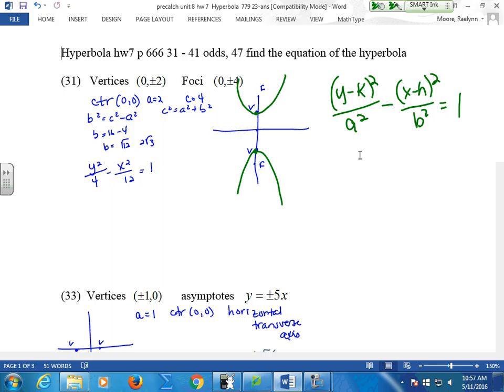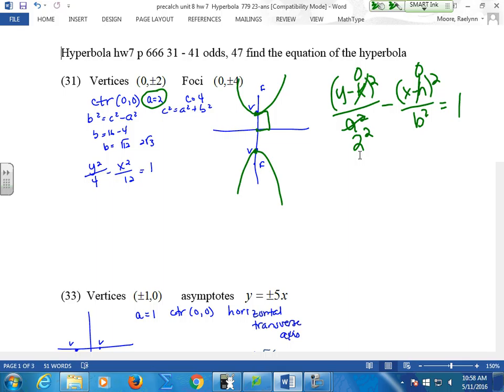So now, I start filling in what I can based on this piece. The vertices should give me A, letter A. It's the distance from the center to the vertex point. But we didn't get a center. So, since the vertices are equal distance from the center, can I find the midpoint? What would be the midpoint? (0, 0). So therefore, (0, 0). Now can I tell the distance from the center to my vertex? 2. So A is 2. Okay, so A, I can even fill this in. So I'm getting there. It looks like all I need is B.